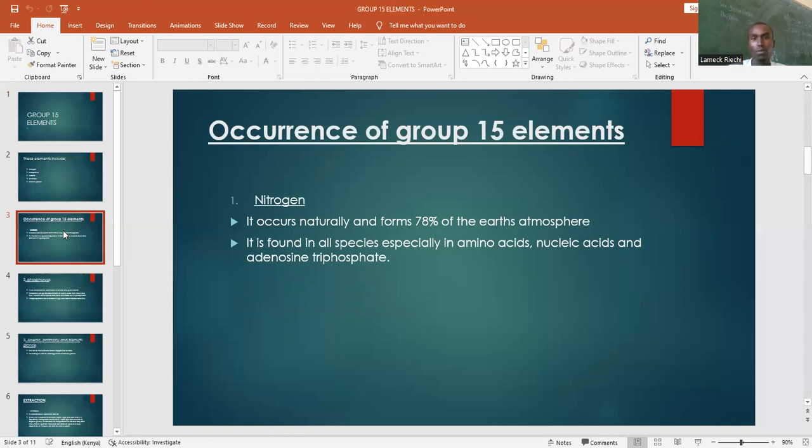The occurrence of these group 15 elements. Now we'll start with nitrogen. Nitrogen occurs naturally and forms 78% of the Earth's atmosphere. It is found in all species, especially in amino acids, nucleic acids, and adenosine triphosphate.